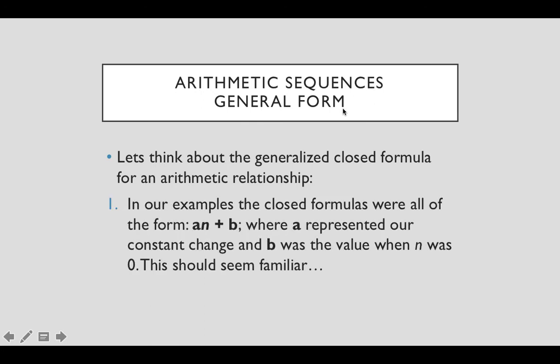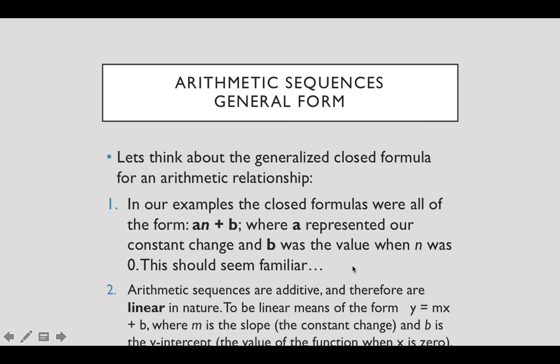So in our examples, the closed formulas were all of the form an plus b, where a, some number times n, represented our constant change that we saw in our recursive patterns, and b was the value when n was 0. And again, this should seem familiar, because what we're talking about here are linear relationships. Arithmetic sequences are additive and therefore they are linear in nature, like y equals mx plus b. So this y equals an plus b and y equals mx plus b, where m is the slope, which by the way is the constant change, and b is the y-intercept, the value of the function when x is 0.